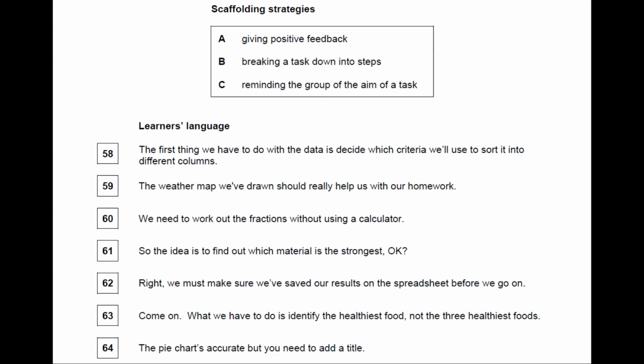62. Right. We must make sure we've saved our results on a spreadsheet before we go on. This is breaking a task down into steps. 63. Come on. What we have to do is identify the healthiest food, not the 3 healthiest foods. This is reminding the group of the aim of the task. 64. The pie chart's accurate, but you need to add a title. This is giving positive feedback. Now, let's take a look at the answers.